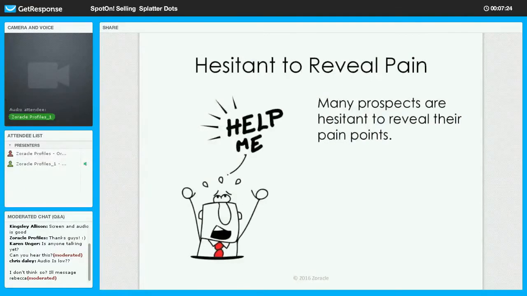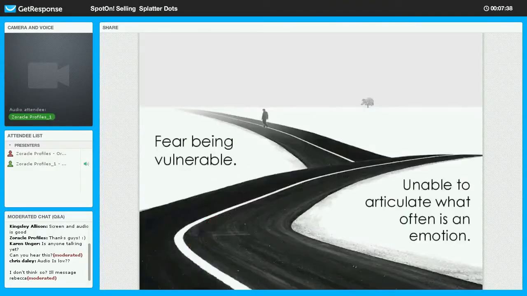The problem sometimes, of course, is we can't always get to the pain. There's a few reasons we can't get to the pain, and mostly it's because the prospect themselves may not reveal it for various reasons. First off, they might feel a little bit vulnerable by sharing with you, at least right up front, why they're looking for a business, what pain is driving them to look for something.